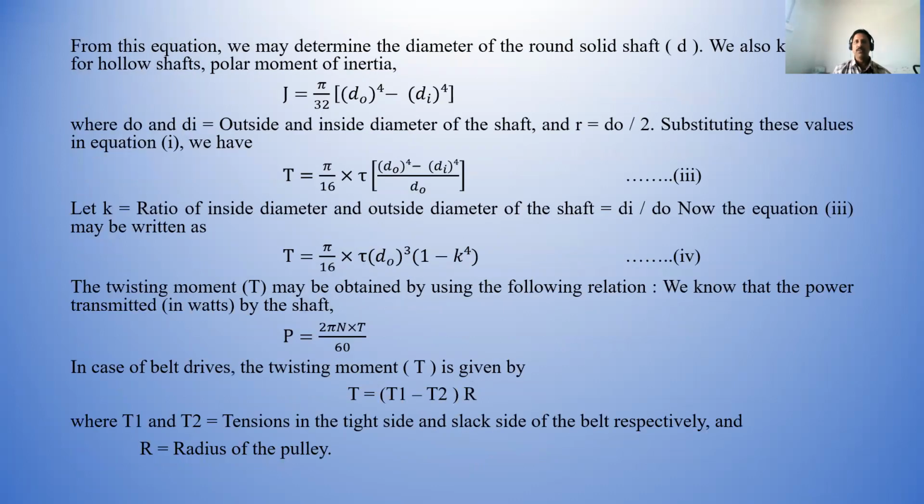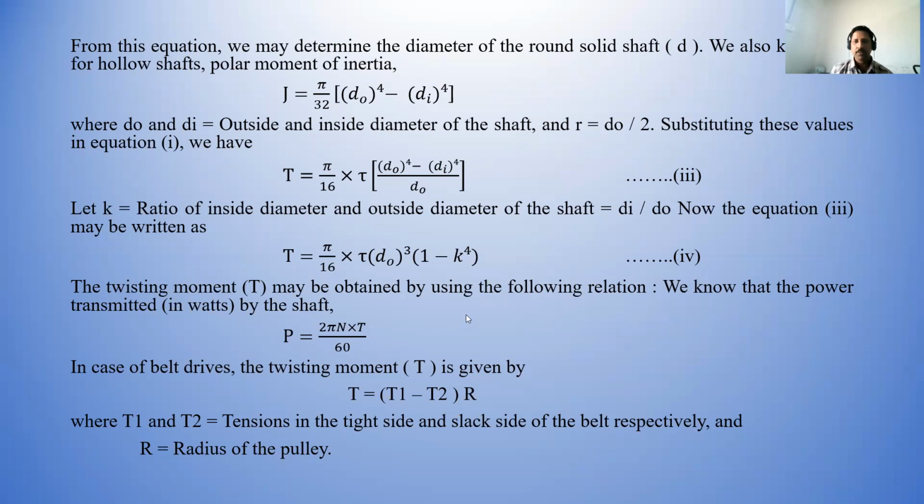For the hollow shaft, the J value is pi by 32 into d naught to the power 4 minus di to the power 4, where d naught and di are the outside and inside diameter of the shaft, and R equal to d naught by 2. By substituting all the values, we get pi by 16 tau into d naught to the power 4 minus di to the power 4 by d naught. Let k equal the ratio of the inside diameter and outside diameter of the shaft, di by d naught. Substituting in equation 3, it can be written as pi by 16 tau d naught cube into 1 minus k to the power 4.